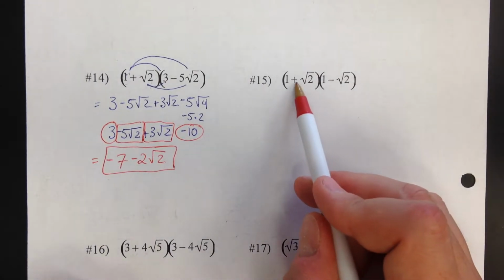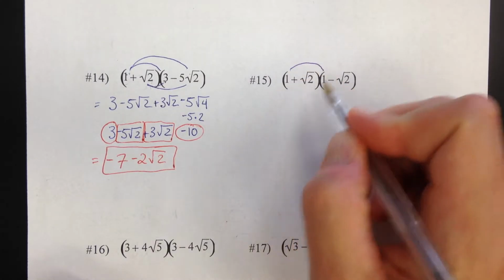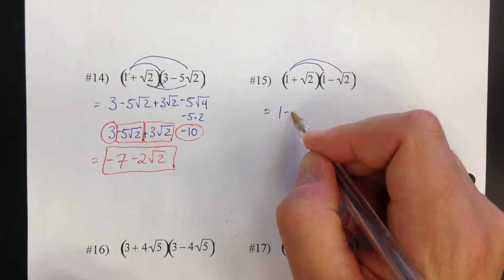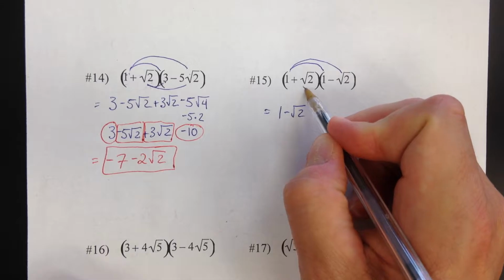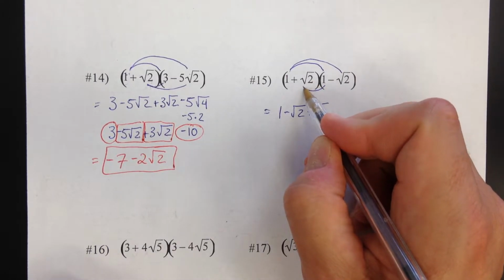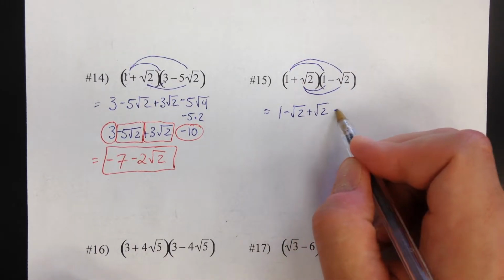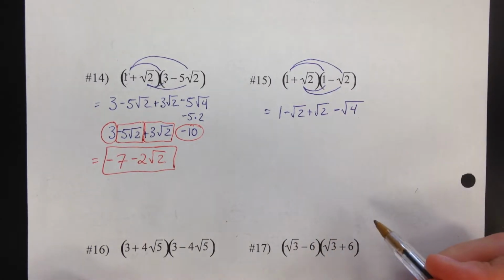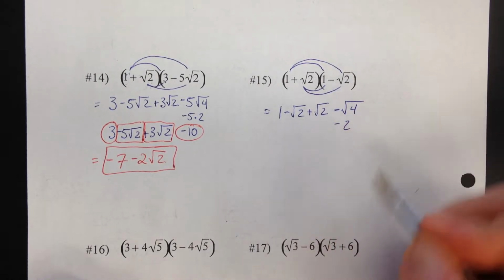All right, 15. Again, we're going to double distribute. So let's start with 1 times 1 is 1. 1 times negative root 2 is negative root 2. Okay, I'll write it as minus root 2. Now we'll distribute the root 2. Root 2 times 1 is positive square root 2. Root 2 times negative root 2. A positive times a negative is a negative. And then the square root of 2 times the square root of 2 is the square root of 4. But again, you can say, hey, that's just minus 2.